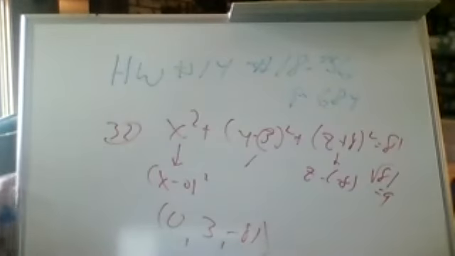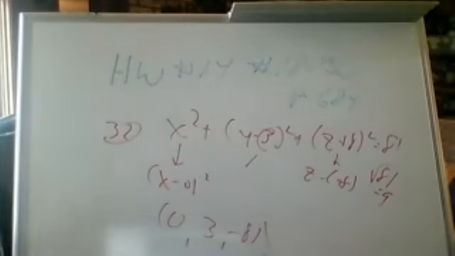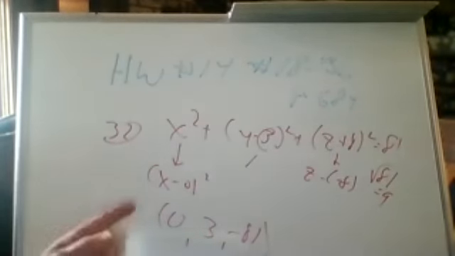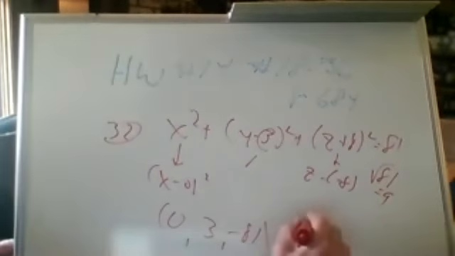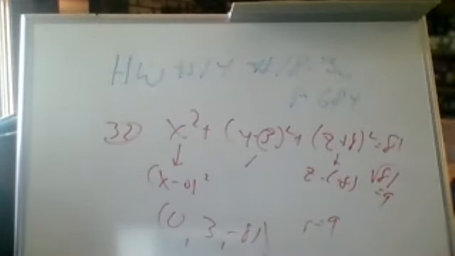So the question was to determine the coordinates of the center. Well, the center is (0, 3, -8). And the radius in this case is 9, okay? And that's how you do 33, 34, and 35.